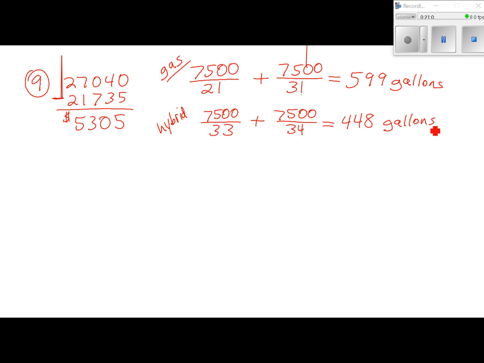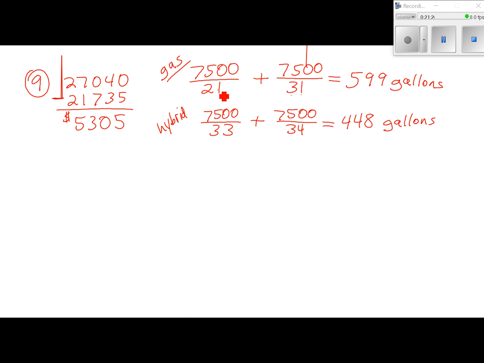And then there are different things you could do here. We could have averaged these together and just done the 15,000 with an average. The average for 21 and 31 would be 26 miles to the gallon, so he's averaging about 26 miles to the gallon, and it should come out about the same. That's why I'm confused on how the book got their answer.